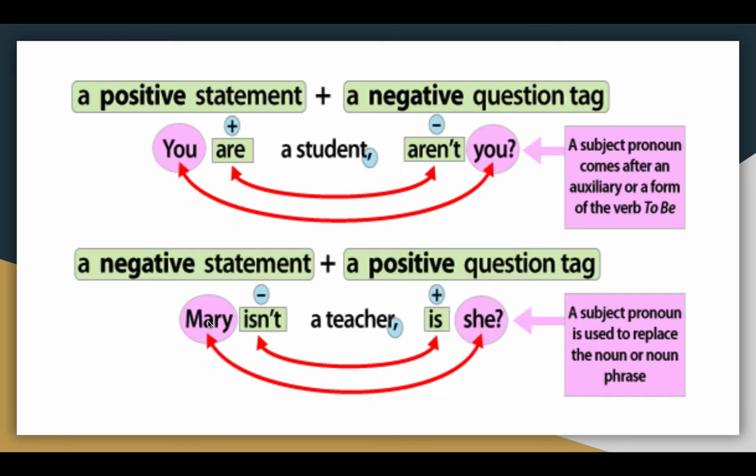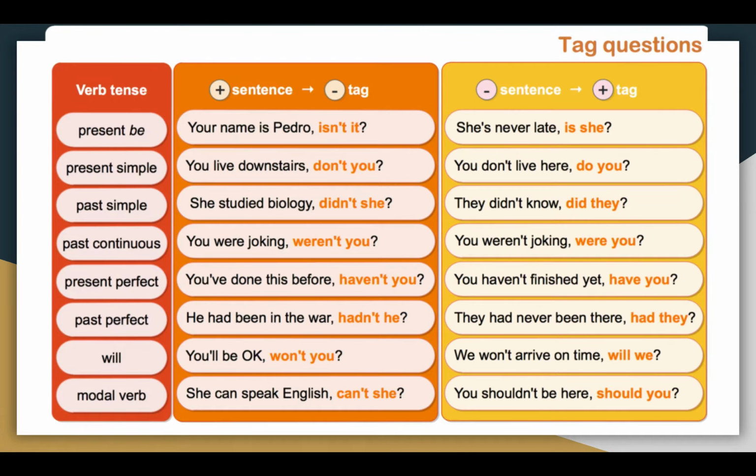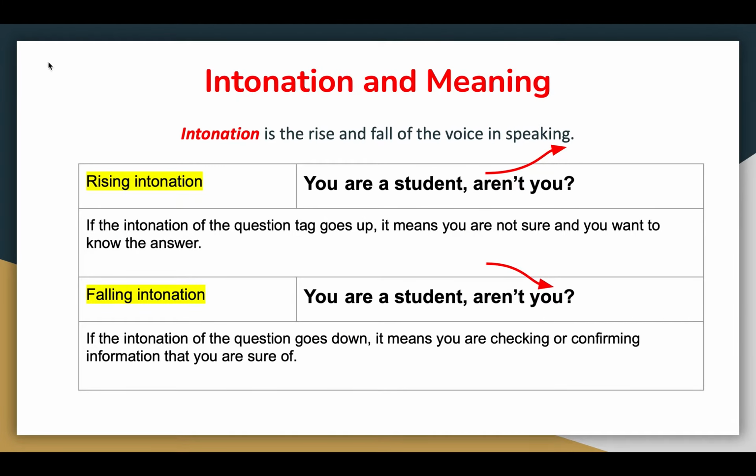But what if this is John? John obviously is a male, right? It's a male name. So we say John isn't a teacher, is he? So positive statement, negative question tag. Negative statement, positive question tag. Now let's go over some examples.